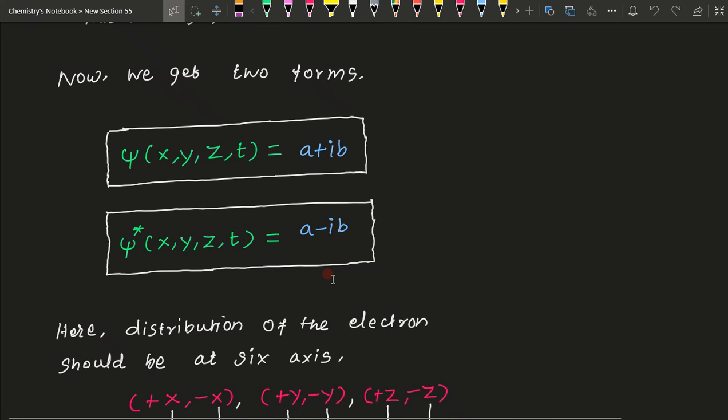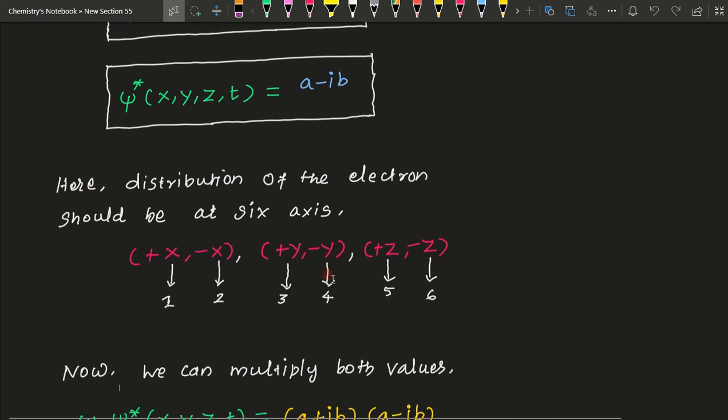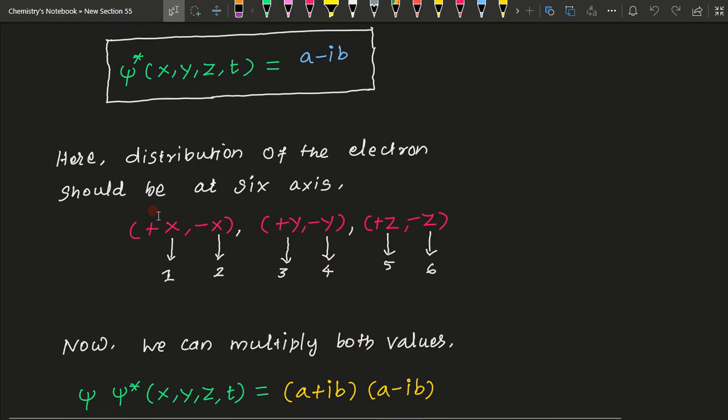Here the distribution of the electron should be along six axes. Each axis has two signs: plus x, minus x, plus y, minus y, plus z, minus z, totally six distribution axes.